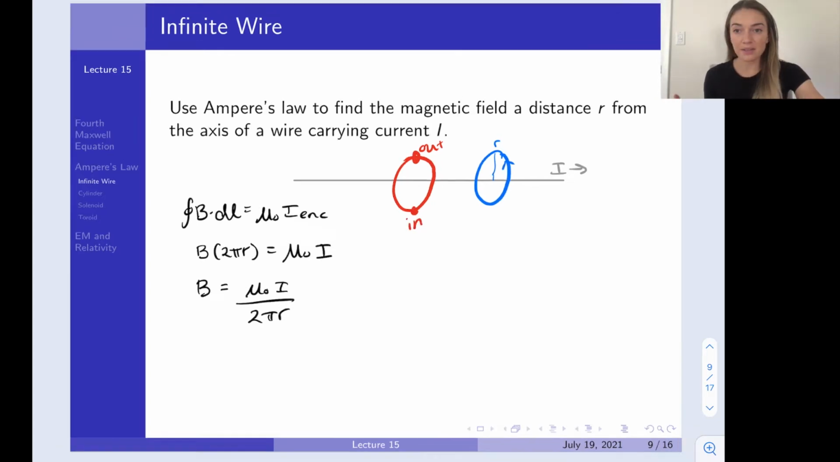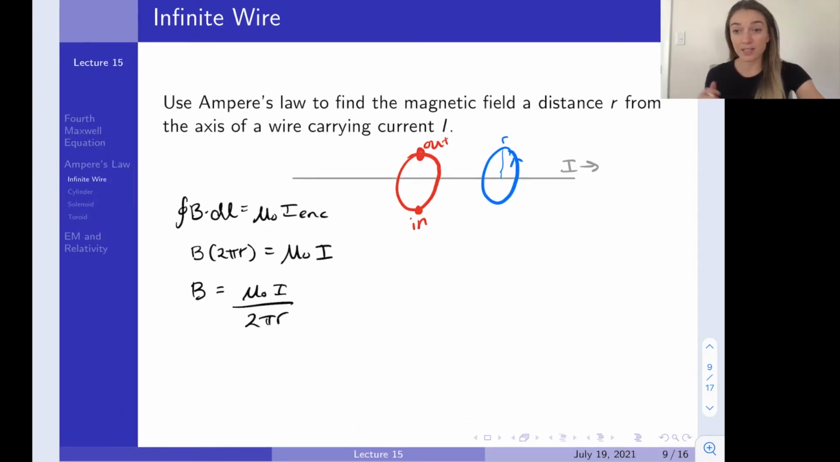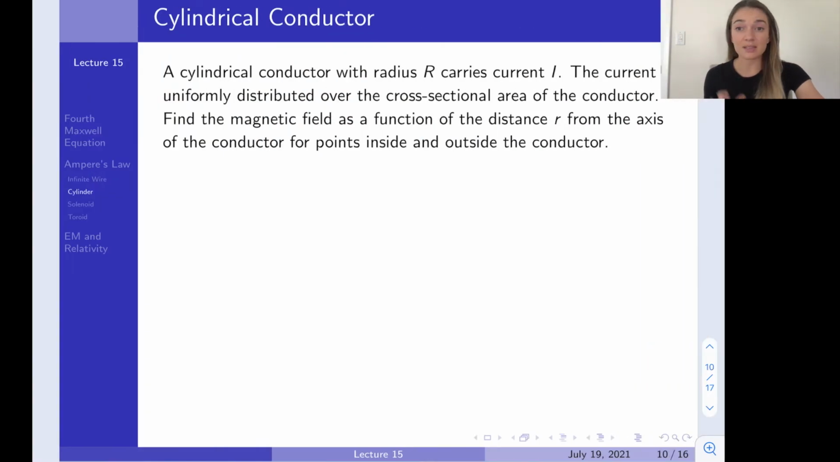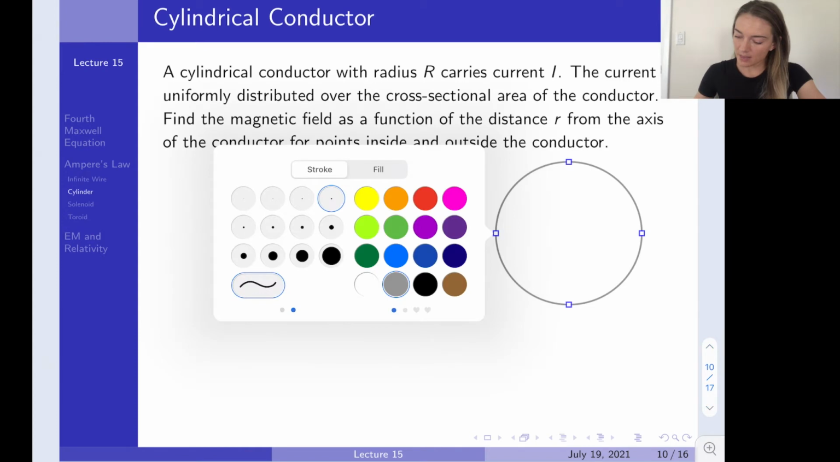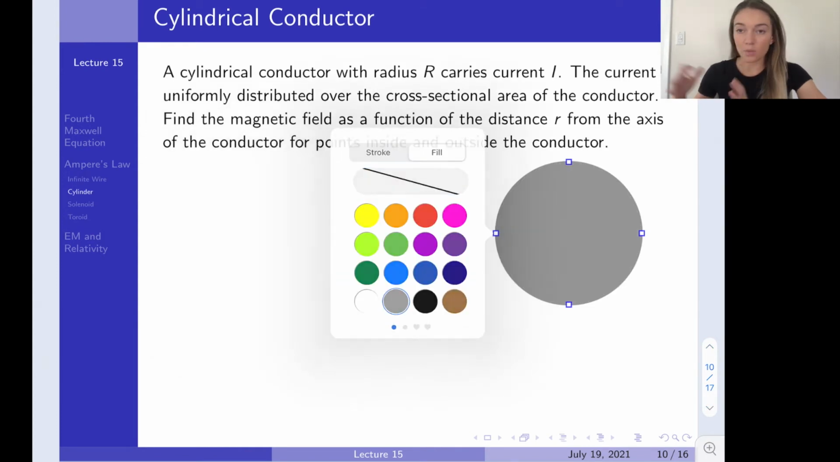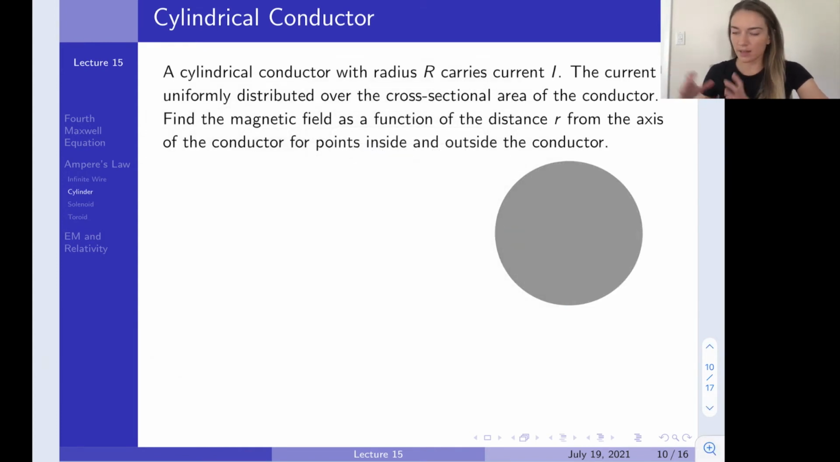All right, so that's obviously much simpler than how we did it the long way with the integral. Now let's do a cylindrical conductor. We can make the exact same symmetry arguments that we just made, so we'll be able to use Ampere's law for a cylindrical conductor as well. For this case, we have an infinite cylinder that has some width to it now. So it's not an infinitely thin wire. It now has a radius out to r.